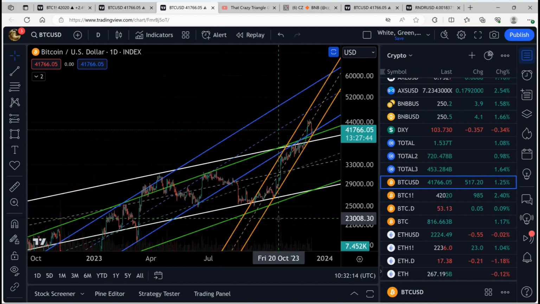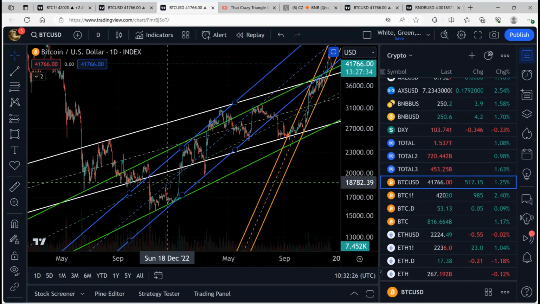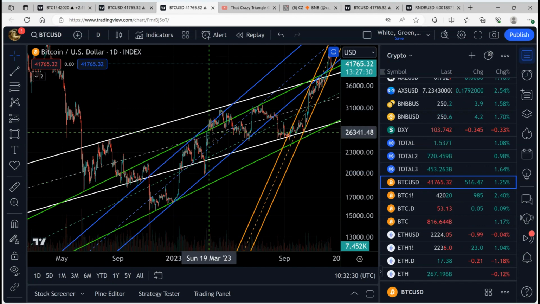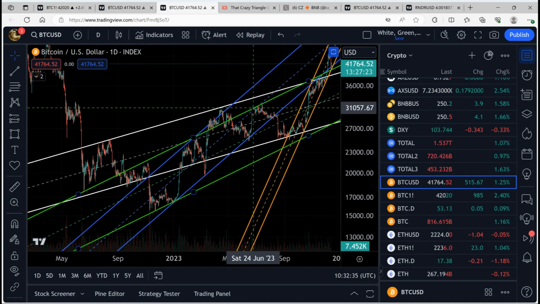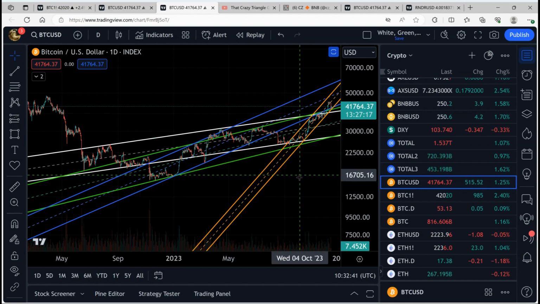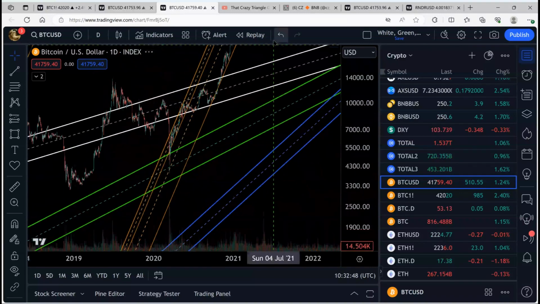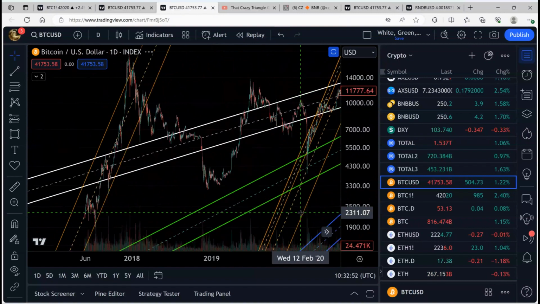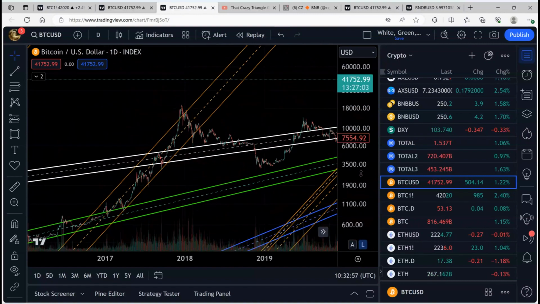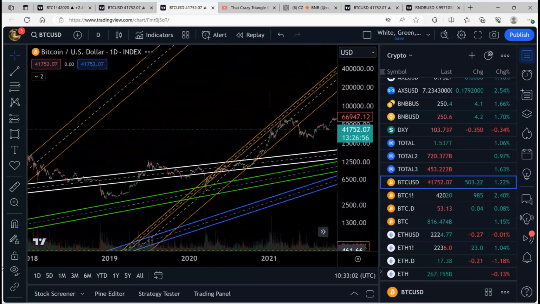Obviously, I think I've clearly demonstrated how these lines not only serve a purpose in predicting support and resistance levels in the price action of Bitcoin in the current time period, but they have done it over and over and over again throughout the entire history of Bitcoin, and have acted as great predictions of where price is going.